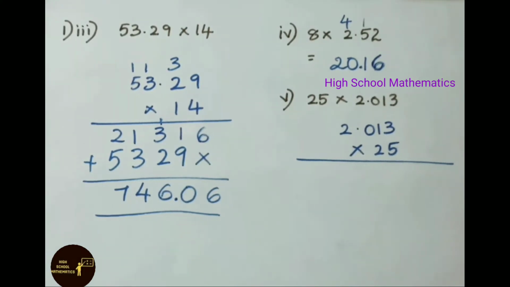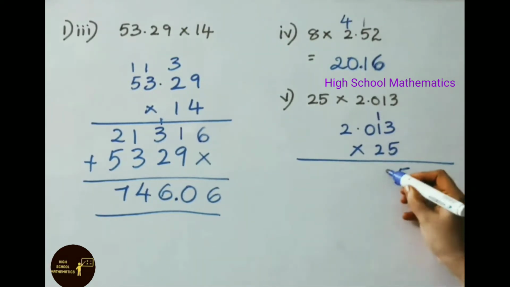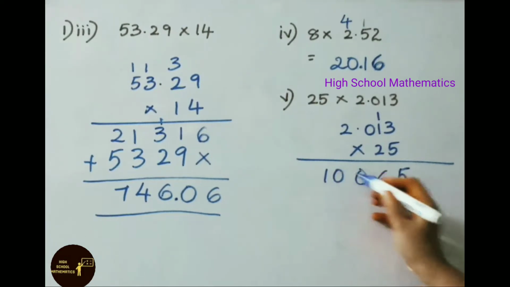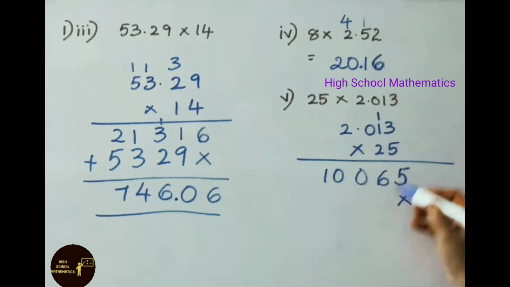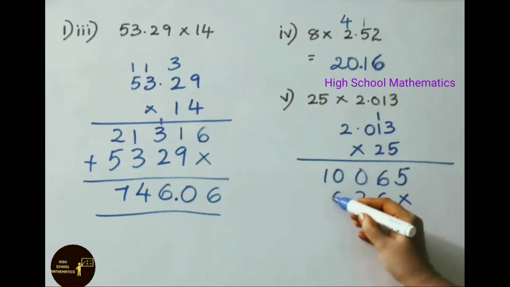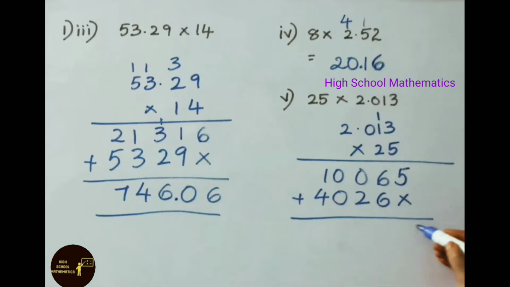Let us see the solution. 2.013 multiplied by 25. First let us multiply by 5. 5 3s are 15, 5 carry 1. 5 1s are 5 plus 1, 6. 5 zeros are 0. 5 2s are 10. Now multiply by 2. 2 3s are 6. 2 1s are 2. 2 zeros are 0. 2 2s are 4. Let us add them now.